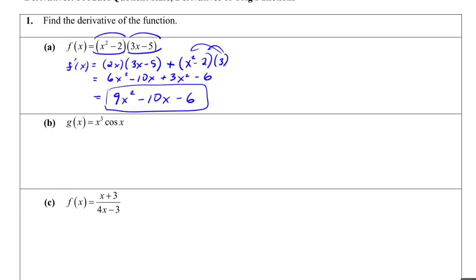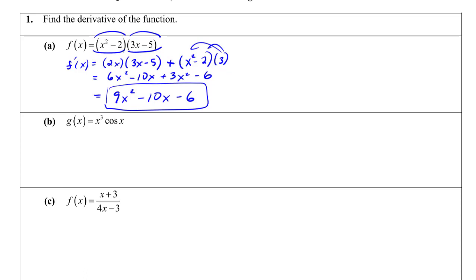All right, b here. Again, that's another product. That's a product of two functions of x. So when I do g prime here, derivative of the first is 3x squared, times the second as it is, cosine x, plus first as it is, x cubed, times the derivative of cosine x, which is minus sine x. So I get 3x squared cosine x minus x cubed sine x.